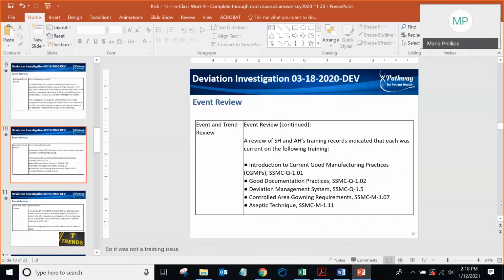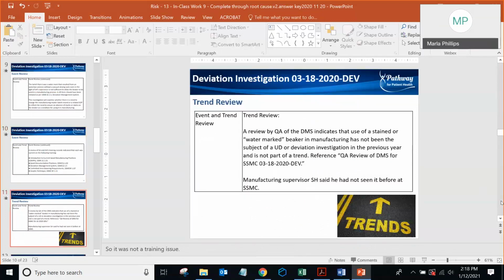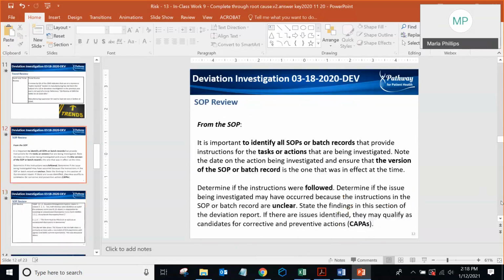And then they finally get to the point where it's event and trend review. So is there a trend associated with this? And basically, the supervisor has said he hasn't seen it before, and there's no documented evidence that it has existed before. So this is what they can find and what information is available to them at this point in the investigation. SOP review, so you can read through this.